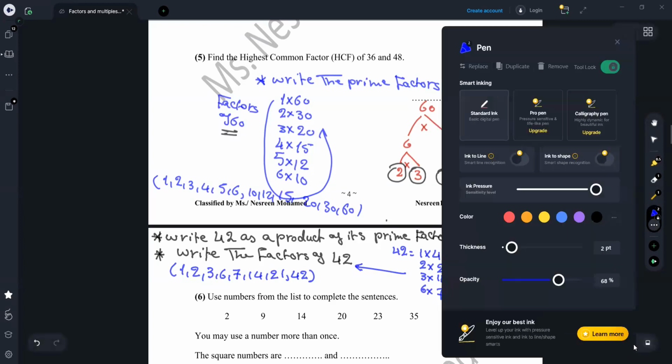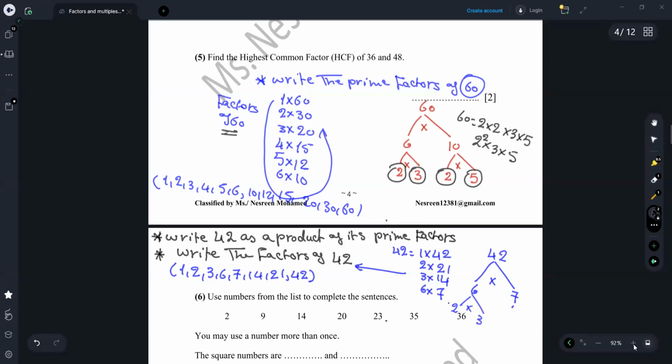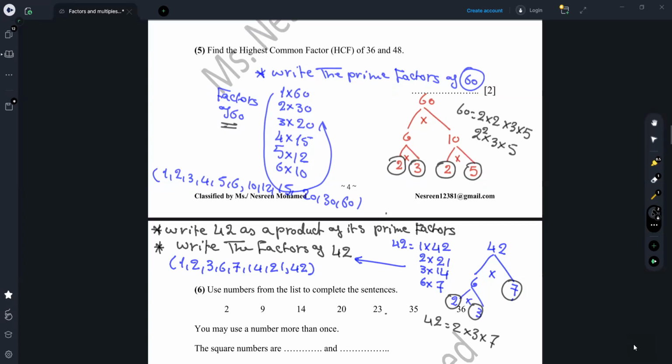Now, we will circle the prime numbers. Circle 2, circle 3, circle 7. We will say that 42 equals 2 multiply 3 multiply 7. This is the prime factors of 42. And you have to differentiate between when the exercise is asking you to find the factors or to find the prime factors. This is one issue and this is another issue.